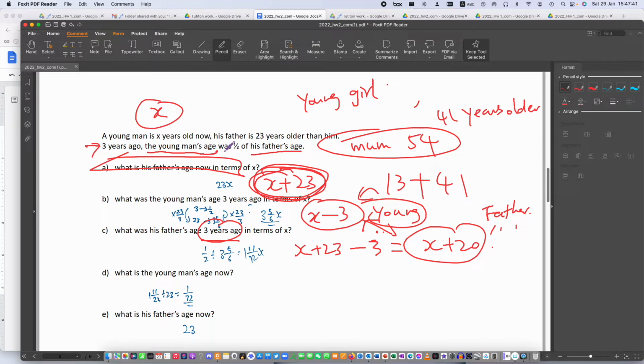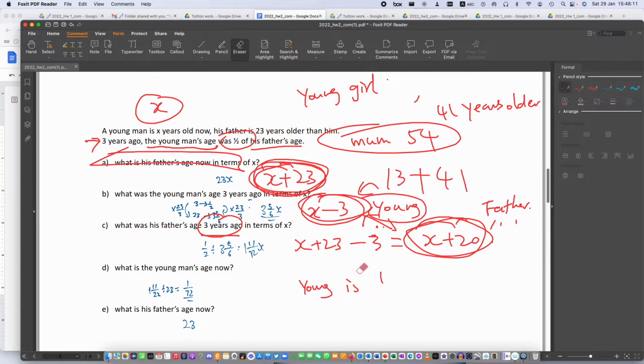What's the relationship? Half. So which one is 2 times? This one is 2 times this one. Does it make sense? The young man is half the father, so the father is double the young man. So I write down: the young man was half of the father 3 years ago.